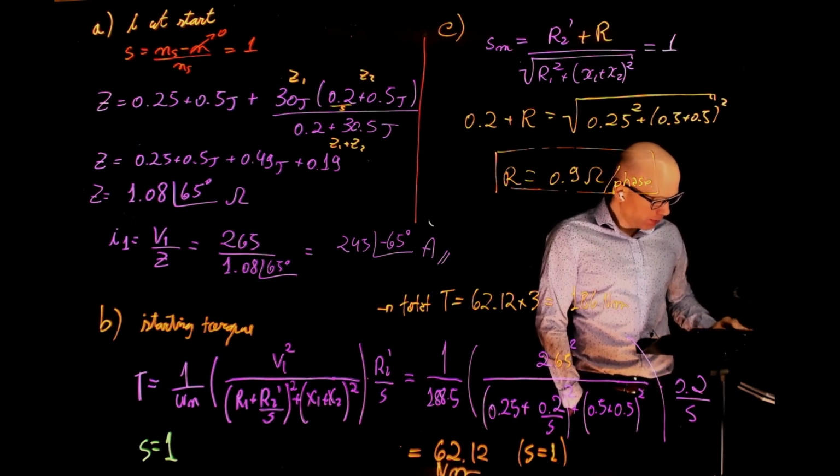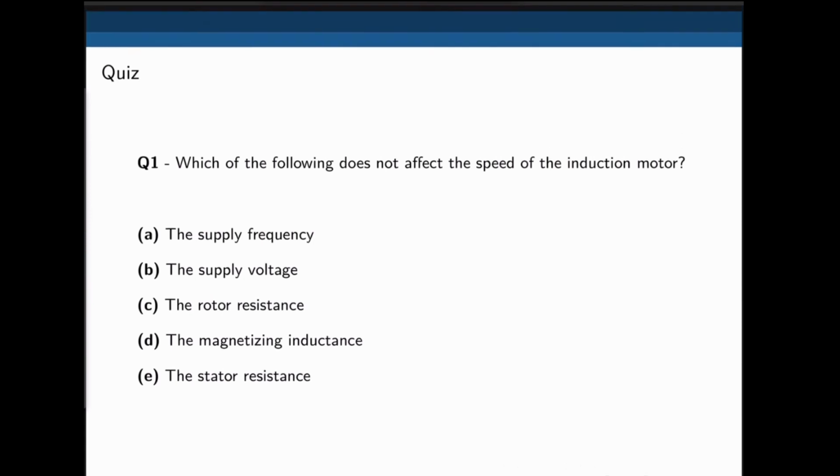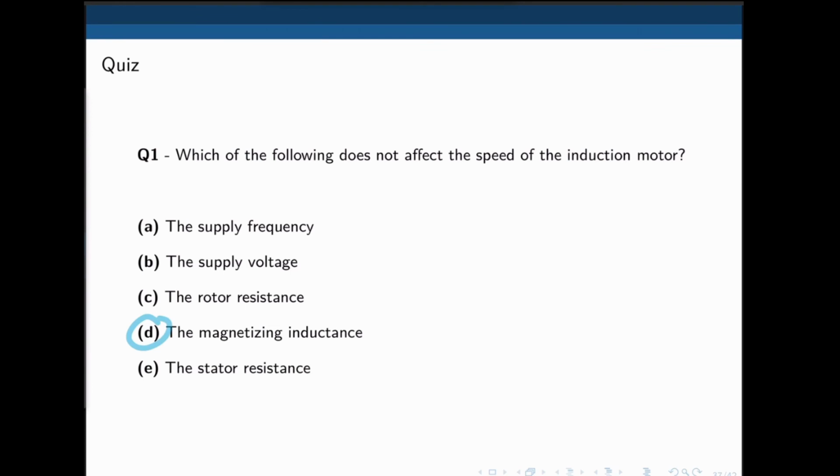Okay, all right. A few questions here. Which of the following does not affect the speed of an induction motor? The supply frequency, the supply voltage, the rotor resistance, the magnetizing inductance, and the stator resistance. Which one does not affect the speed of an induction motor? Is it the magnetizing inductance? Correct. That's the magnetizing inductance.